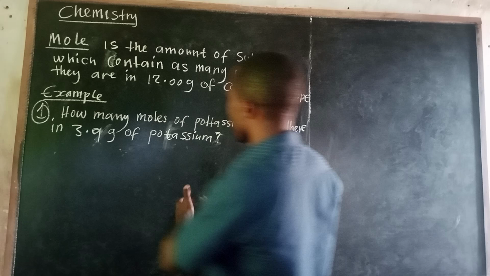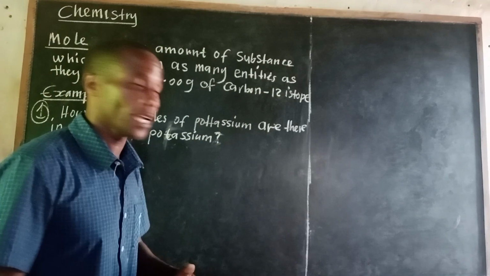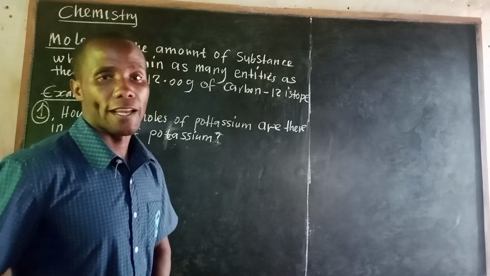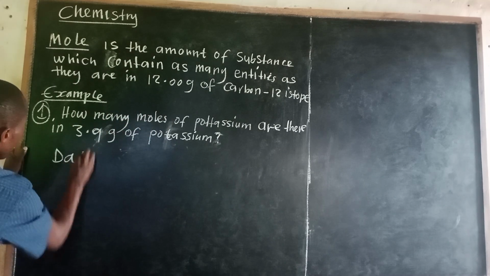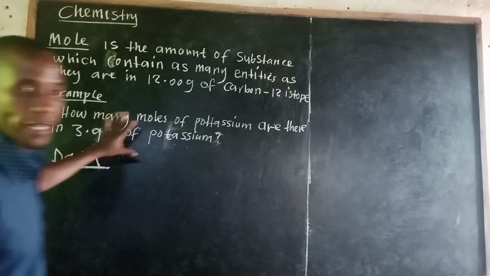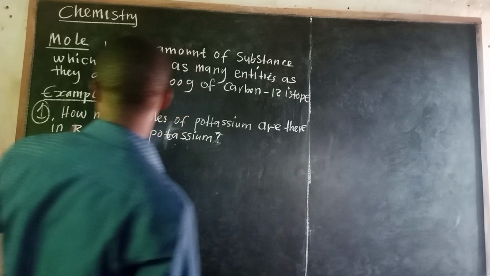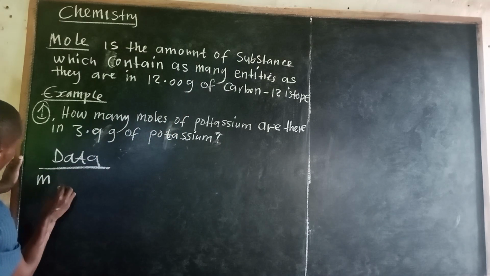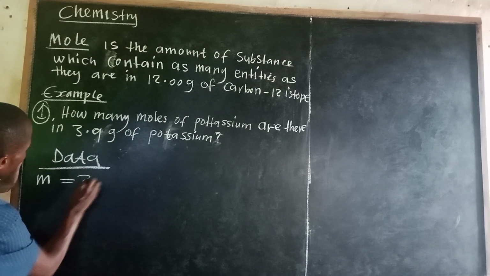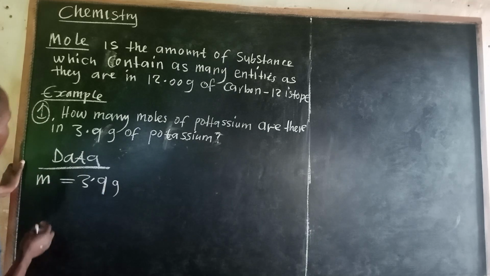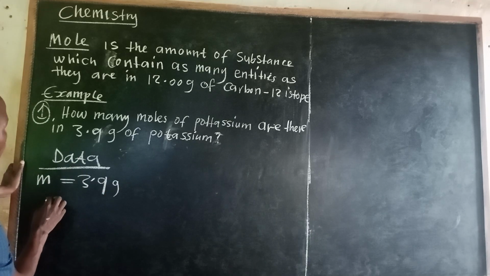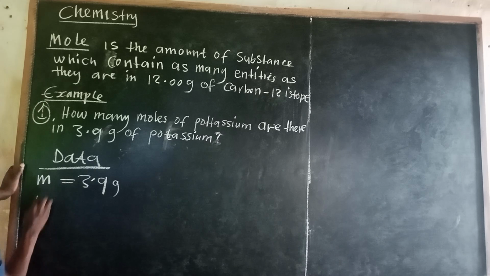Even here, the first thing that we're supposed to do is to collect data. Very, very important in science. So we are going to collect data first and see what we are given in the statement. So 1, we have mass. Mass, we have 3.9 grams. Then what else? We also have molar mass. We are going to look for molar mass.